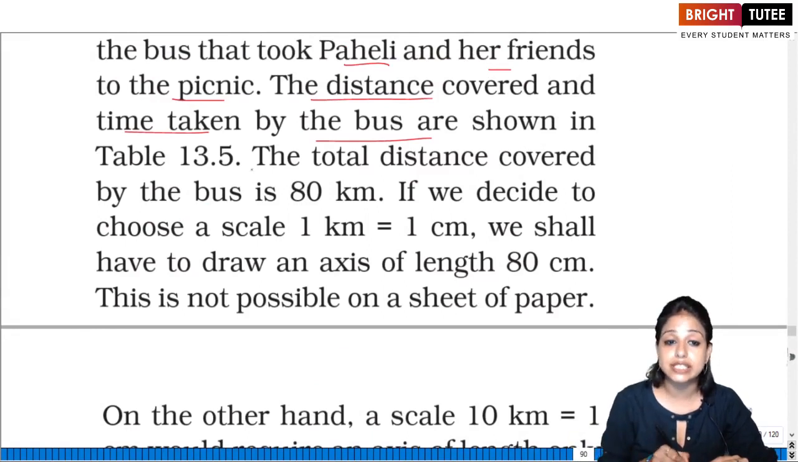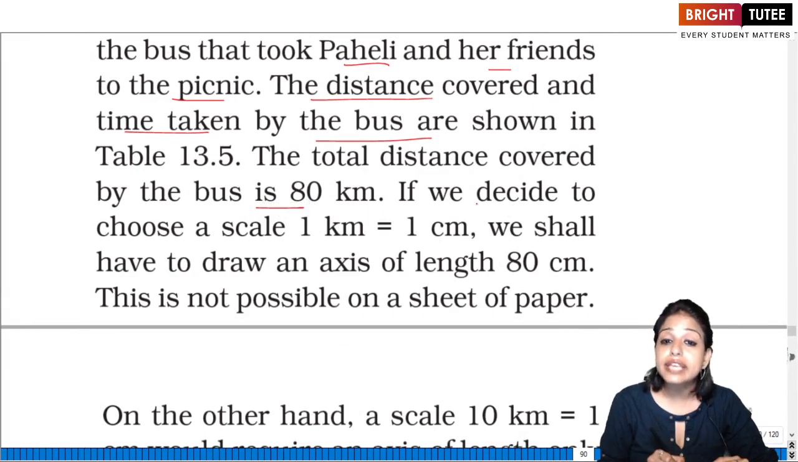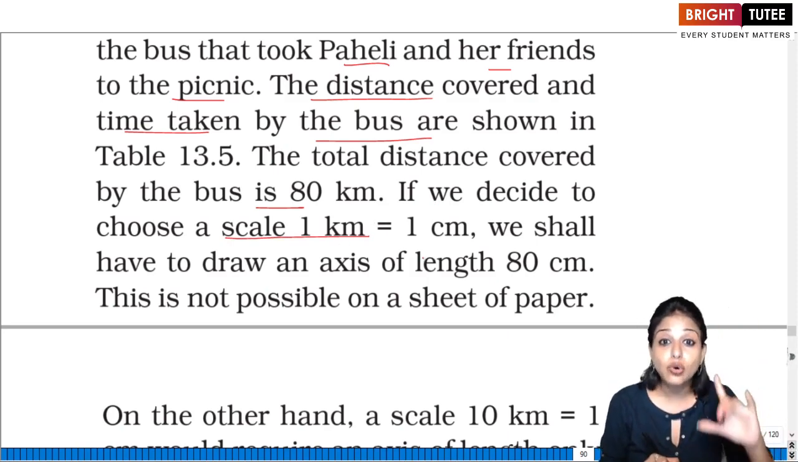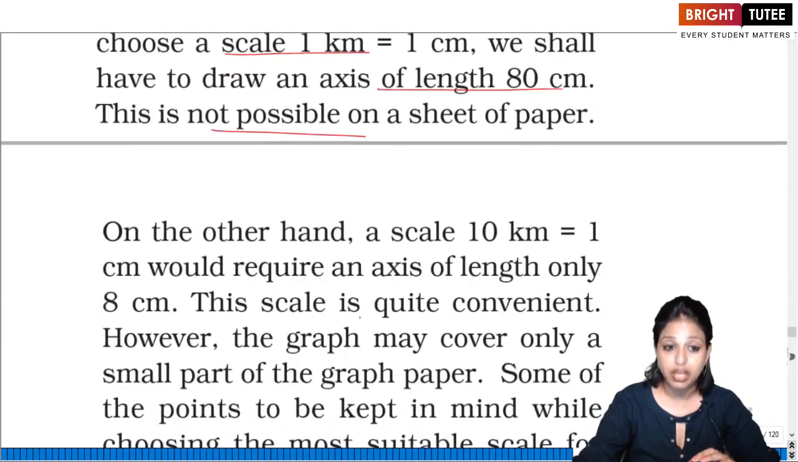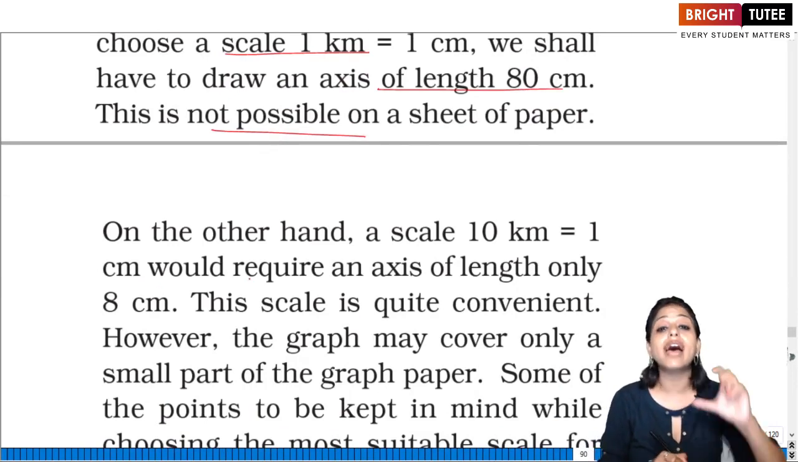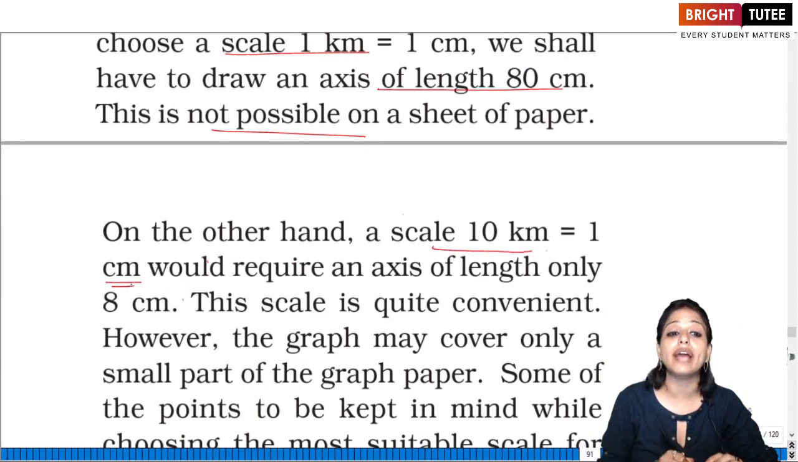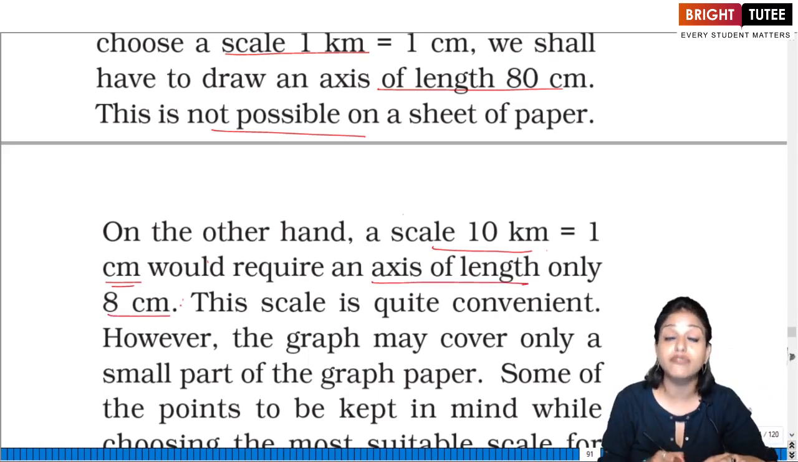The total distance covered by the bus was 80 kilometers. If we decide that 80 kilometers is the total distance and we choose the scale of 1 kilometer to 1 centimeter, then what will happen? You would need a graph of length 80 centimeters on the y-axis, which is not possible on a sheet of paper. So we have to reduce the scale. We took a scale of 10 kilometers shown by 1 centimeter. That will only take a length of 8 centimeters on the graph, which is feasible.